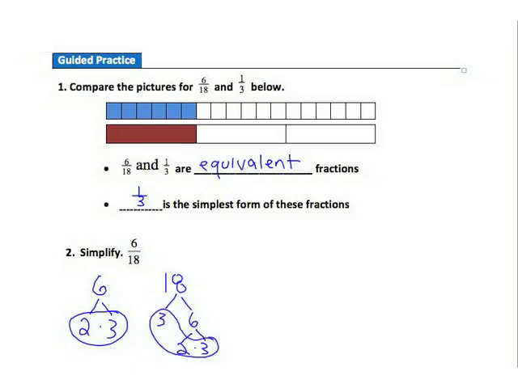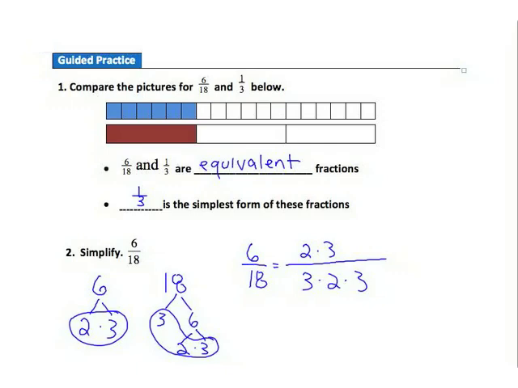2 times 3, there's the prime factorization for 18. Now we'll take our original fraction, 6/18, draw a big fraction bar. When I factor 6, I get 2 times 3. And when I factor 18, I get 3 times 2 times 3.